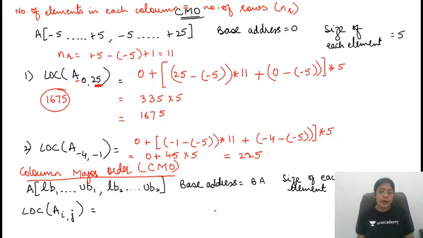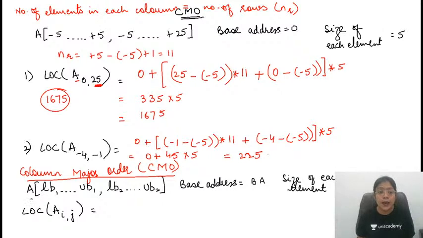No, 375 is not the correct answer. 45 into 5, just simplify this and see where you have committed a mistake. So I guess you all are comfortable with row major order and column major order. So quickly write the formula for column major order.